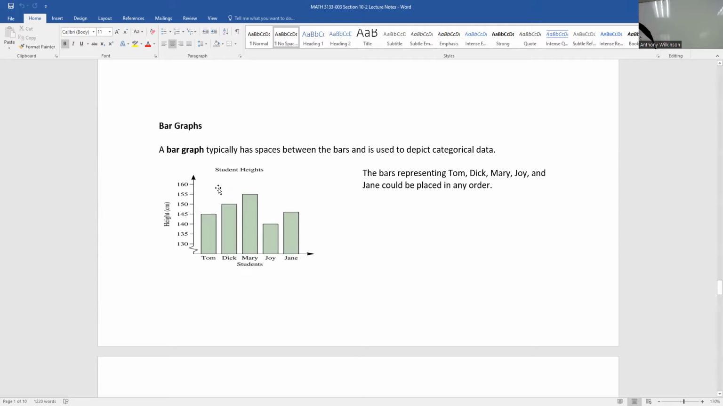And that's their heights. And here, those bars can be placed in any order. So if you wanted to, you could place the bars in order from the tallest to the smallest, or from the smallest to the tallest. Okay. So with a bar graph, we could read that and find out who's the tallest and who's the smallest. In this case, Mary is the tallest and Joy is the smallest. Or we can find out how much taller Mary is than Tom.